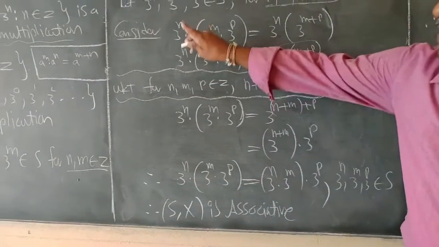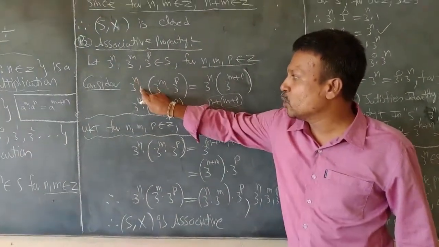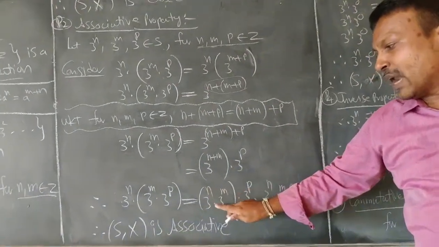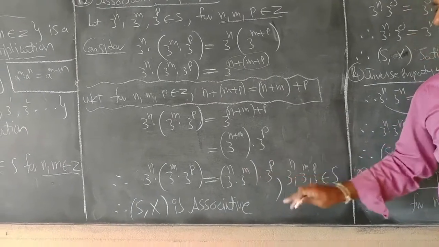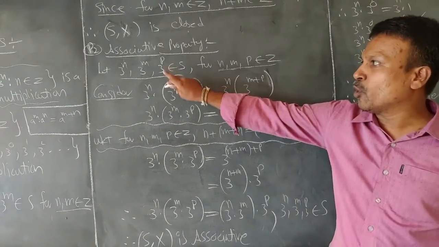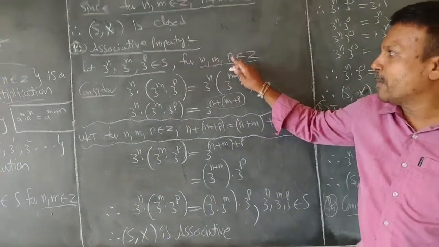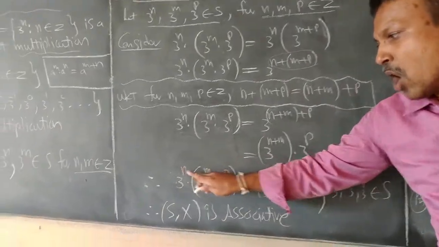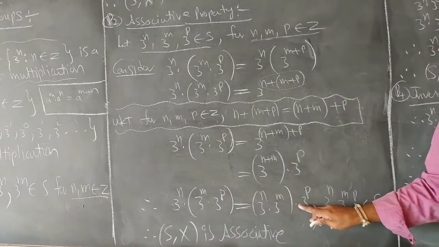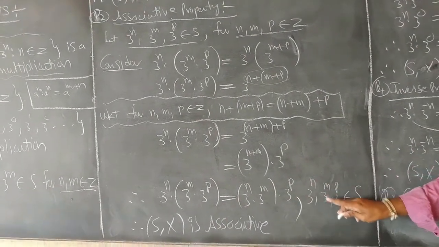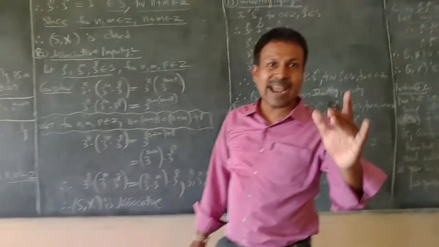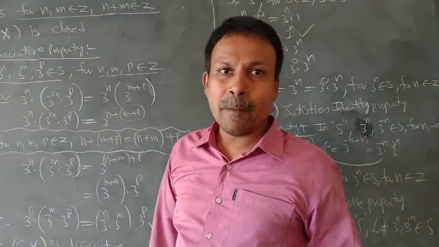Therefore on the left hand side part, I have considered 3 power n into 3 power m into 3 power p, and on the right hand side I have brought it into 3 power n into 3 power m into 3 power p. Therefore for 3 elements of set S, 3 power n, 3 power m, 3 power p of set S, for n, m, p belong to Z, I have proved that 3 power n into 3 power m into 3 power p is equal to 3 power n into 3 power m into 3 power p, for 3 power n, 3 power m, 3 power p belongs to set S. Therefore the associative property is being satisfied by the elements of set S with respect to multiplication, right?